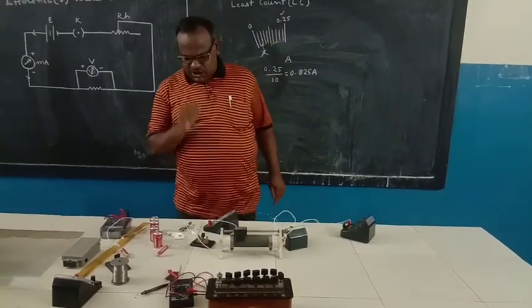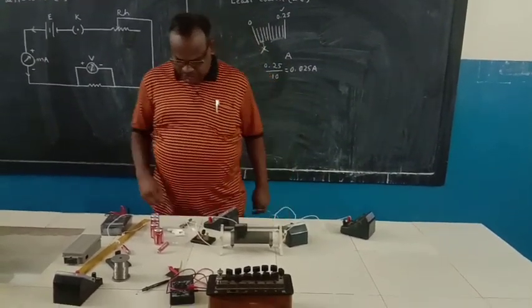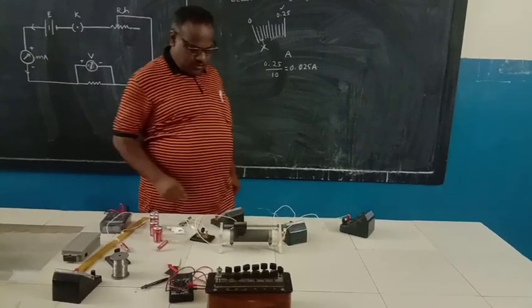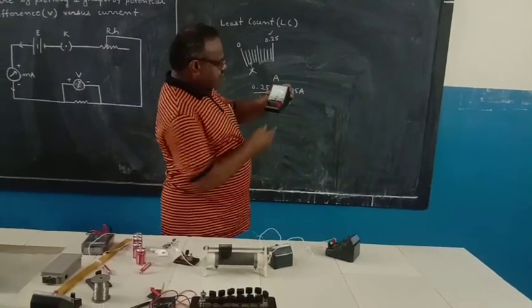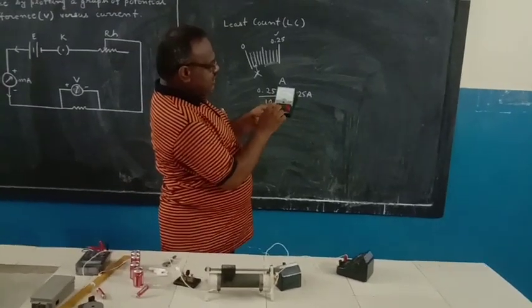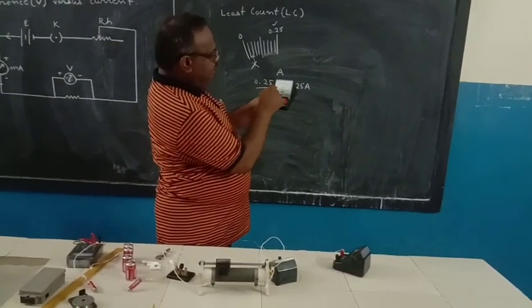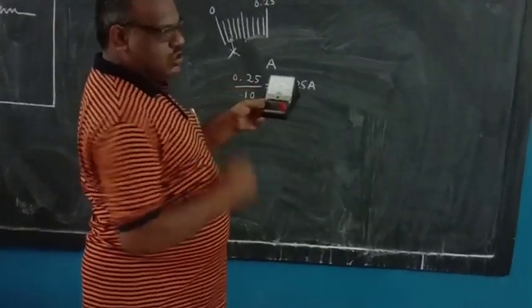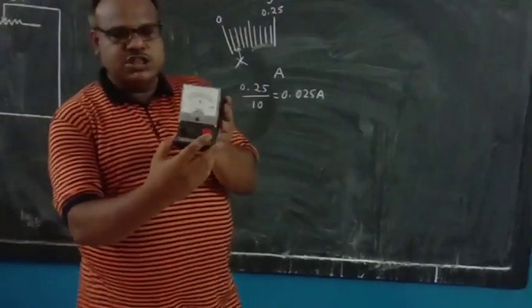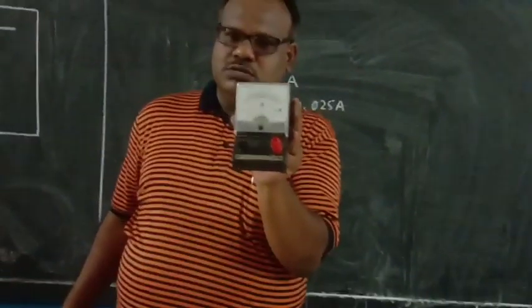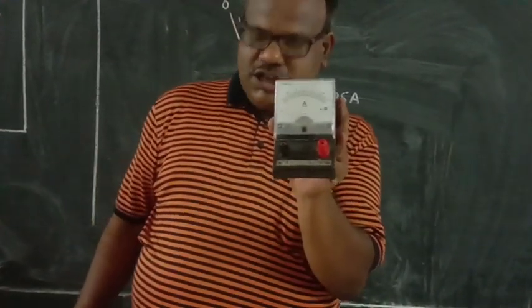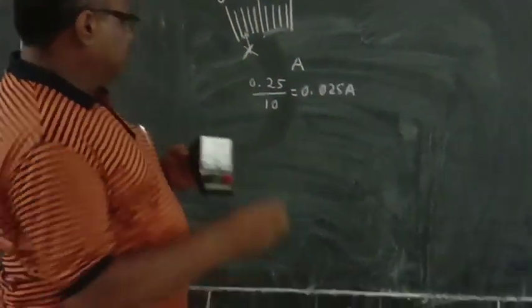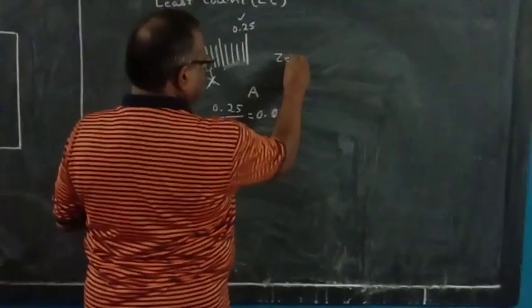Another thing: when you are using any measuring instrument, you should see carefully that before taking measurement, the pointer should coincide with the 0. If you see this instrument clearly, it does not coincide with the 0. If it does not coincide with the 0, then it has zero error.